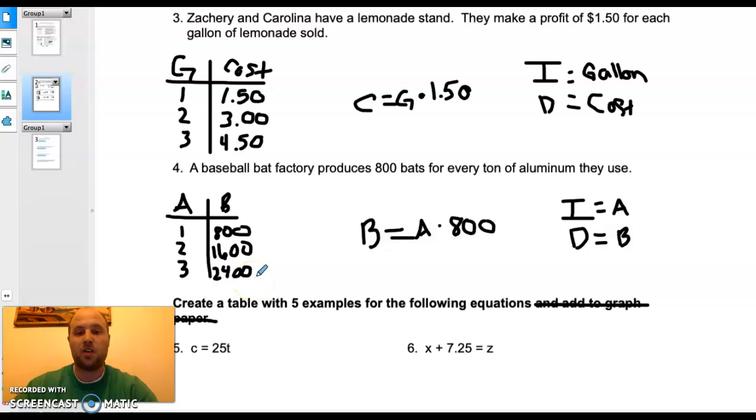All right. So what's our rule? Well, 1 times 800. Okay, 2 times 800 is 1600. 3 times 800 is 2400. So I'm not going to add a bunch, I'm going to multiply a bunch. So B, or our bats, is equal to how much aluminum I have times 800.